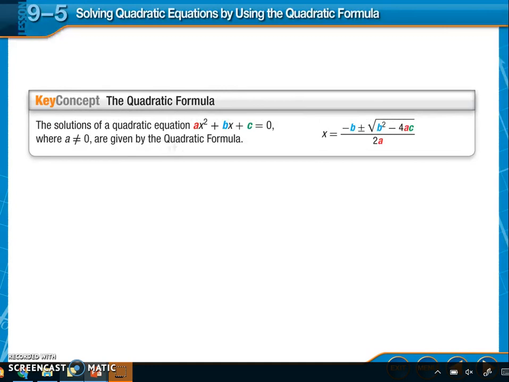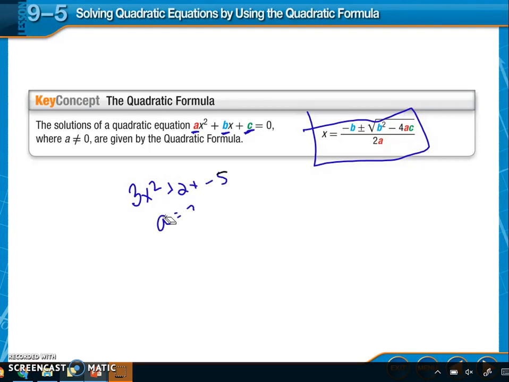And so what we want to talk about first is the quadratic formula. This over here is the quadratic formula. The way you use it is you need to know the a, b, and c. So a is always the coefficient on x squared, b is always the coefficient on x, and c is always the constant. So if I had something, for example, 3x squared plus 2x minus 5, a is 3, b is 2, and c is negative 5.